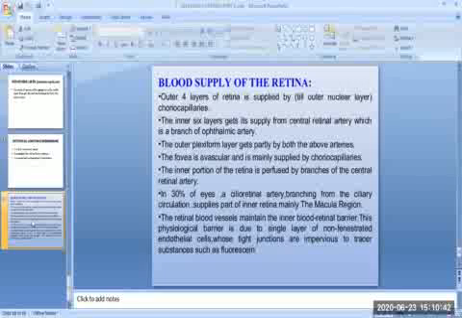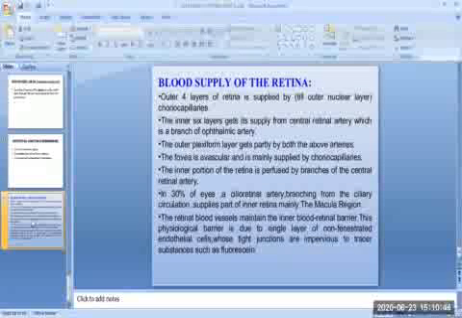The next slide is of the blood supply of the retina. The outer four layers of retina are supplied by the choriocapillaris, and the inner six layers get their supply from the central retinal artery, which is a branch of the ophthalmic artery. The outer plexiform layer gets supply partly from both of the above arteries. The fovea is avascular and is mainly supplied by choriocapillaris. The inner portion of retina is perfused by branches of the central retinal artery.